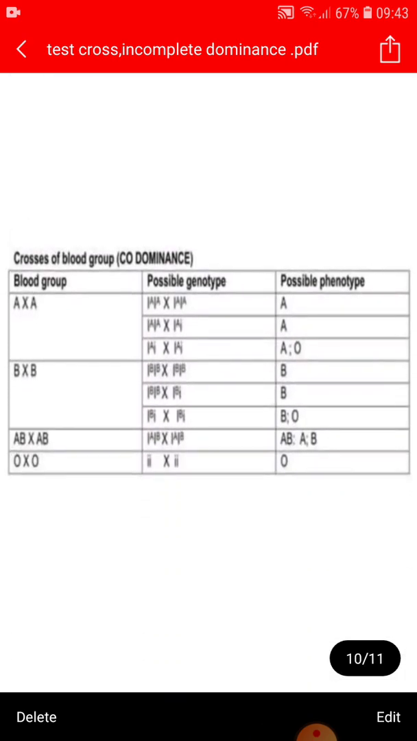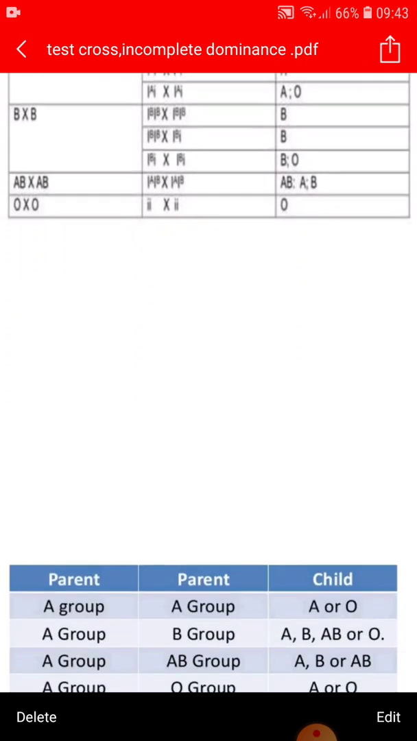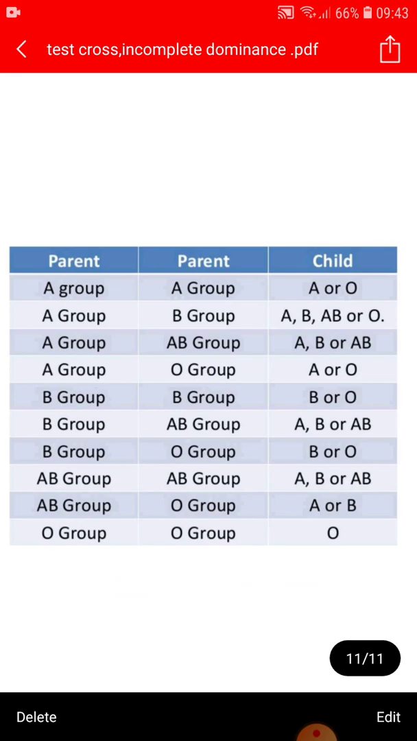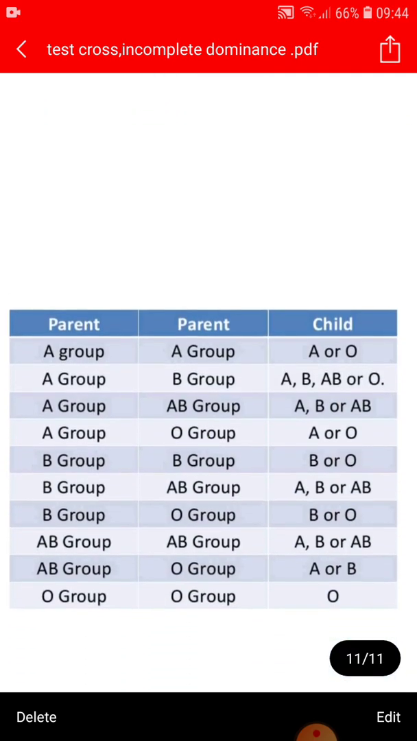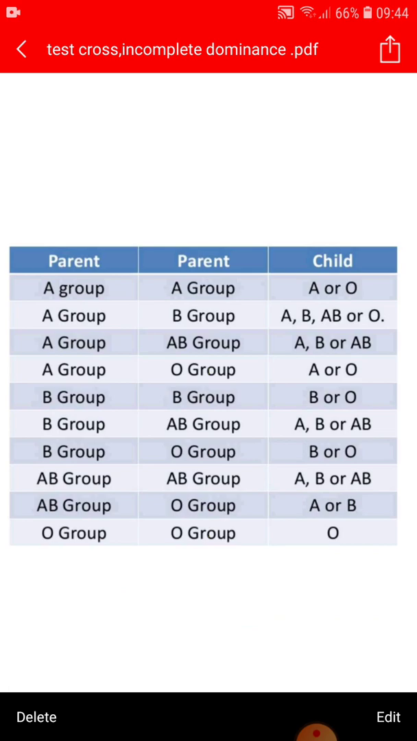And this type of existence you can see over here. What type of genotypes when crossed together and which blood group is formed, then possible phenotypes are here. So this is showing you here, having two parents of blood group A, the child would be A and O, then AB, then AB and O. Here we have different parents and their child having different blood groups.